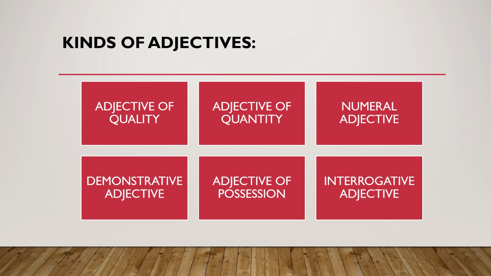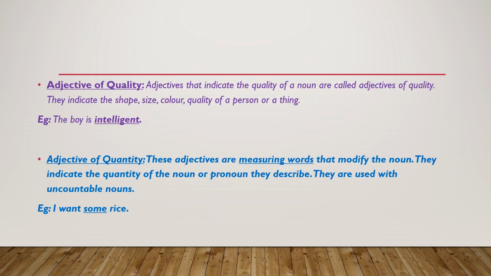Now, what are the different kinds of adjectives? These are adjectives of quality, adjectives of quantity, numeral adjectives, demonstrative adjectives, adjectives of position, and interrogative adjectives. These types of adjectives we are going to cover in today's class. Adjective of quality: adjectives that indicate the quality of a noun are called adjectives of quality. They may indicate the shape, size, color, quality, taste, height, length, width, etc. of a person or a thing.